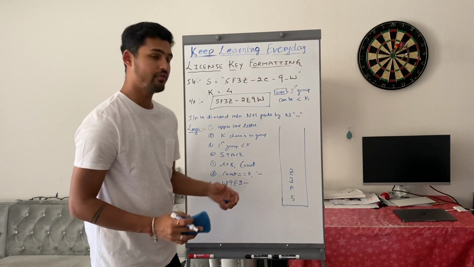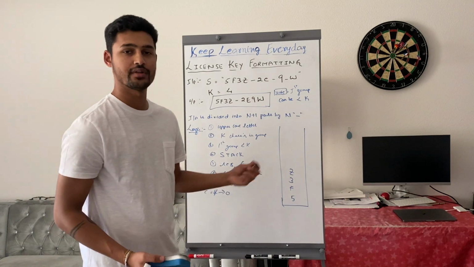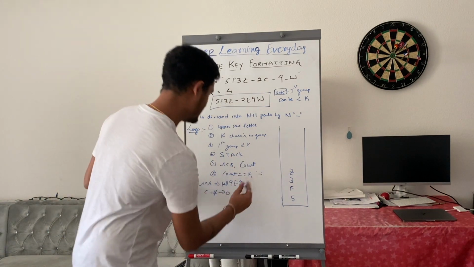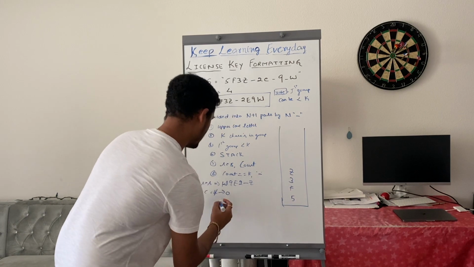Now we start popping the elements from the stack again. So now it's Z and count becomes 1.